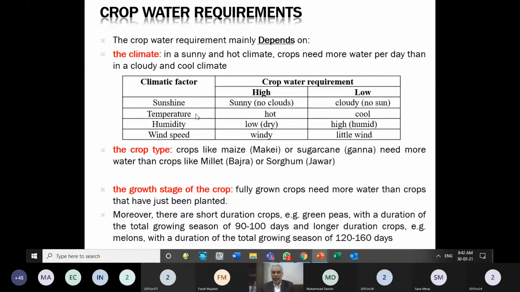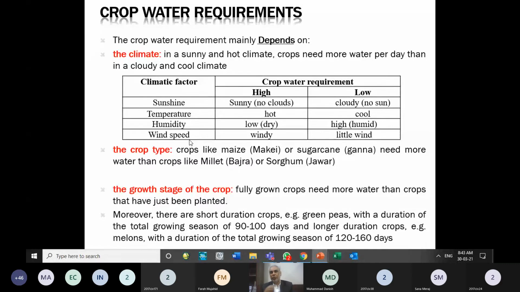Temperature is another way of measurement of energy. If the soil or the plant is at higher temperature, its evaporation increases, so that also controls the evapotranspiration. Humidity is inversely proportional. More humidity reduces the evapotranspiration. If air contains more water vapors, then less evapotranspiration occurs in that area as compared to an area where dryness is more and humidity is less, where water vapors can easily go into the air. So low humidity will give high crop water requirement.